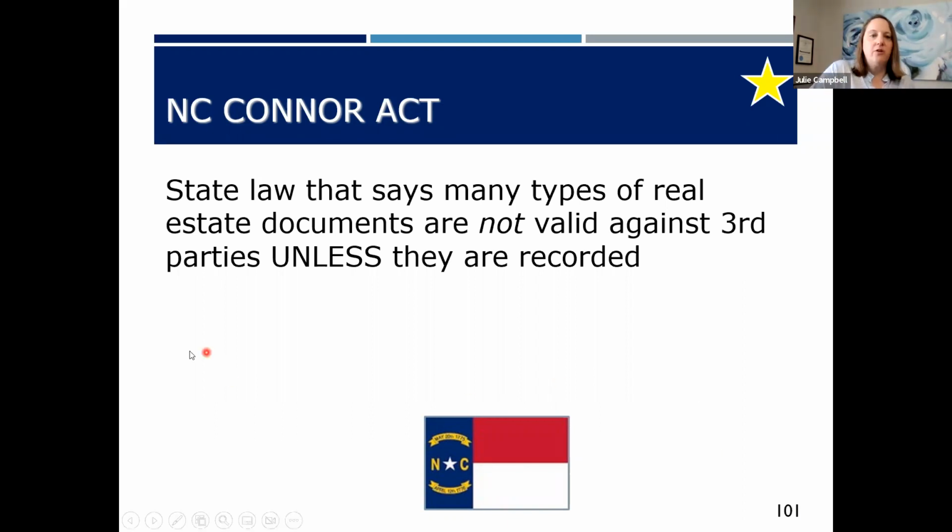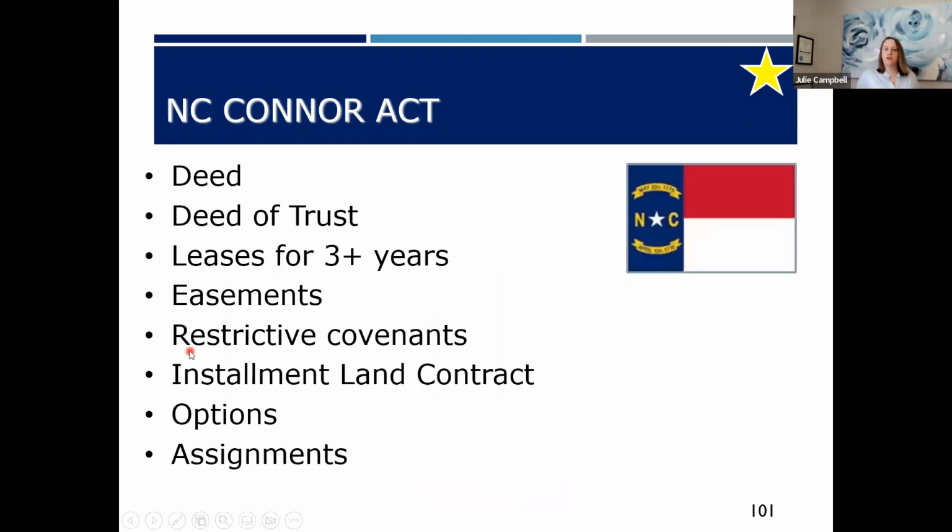And also on page 101, we have a list. Connor specifically says, this is the list of real estate documents that must be recorded so they are enforceable against third parties. So there's your deed. Deed of trust. In North Carolina, we're just fancy. We don't call it the mortgage, we call it the deed of trust. So in North Carolina, the deed of trust is just that, it's the mortgage. Again, talking more about that in units 14 and 15.